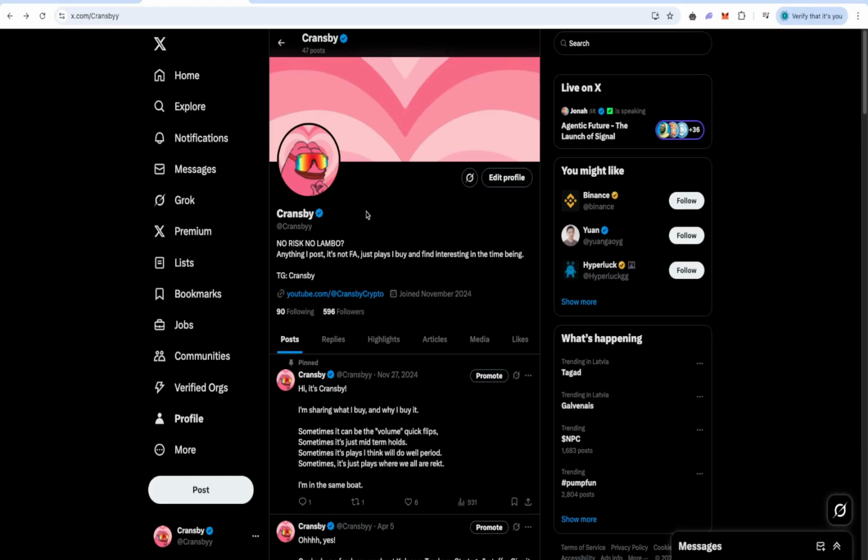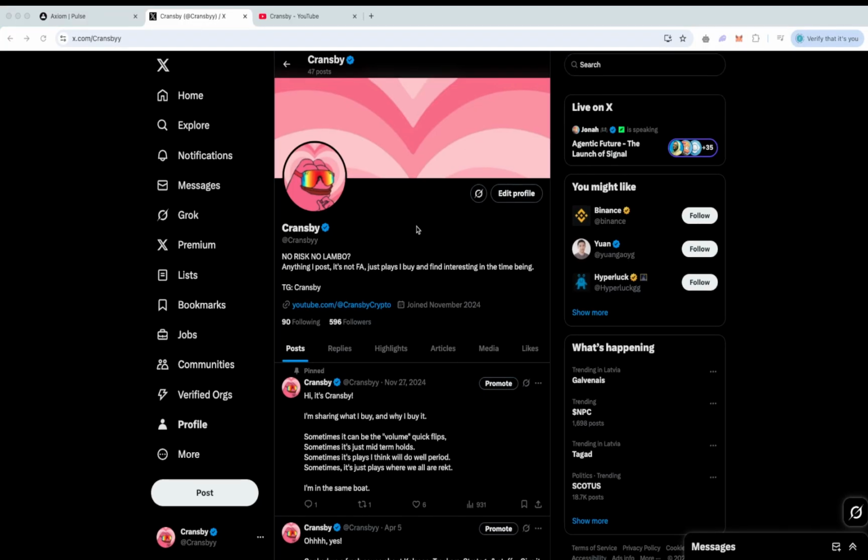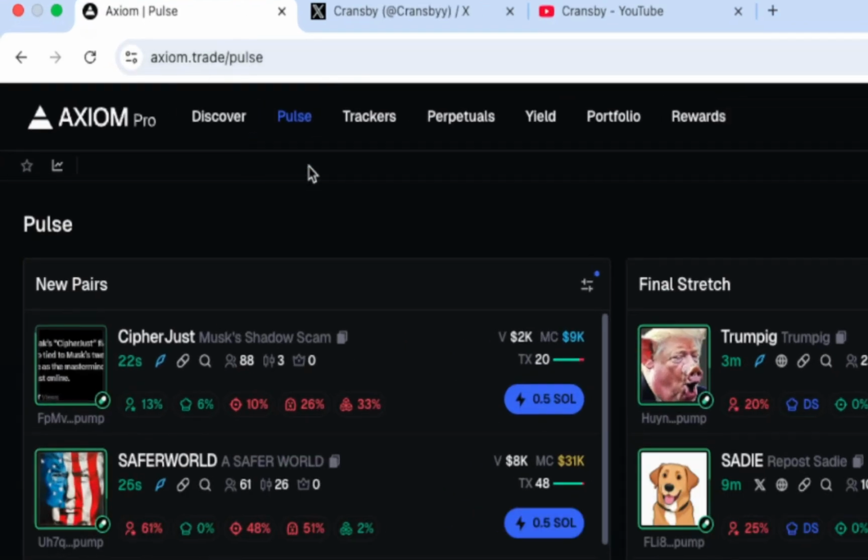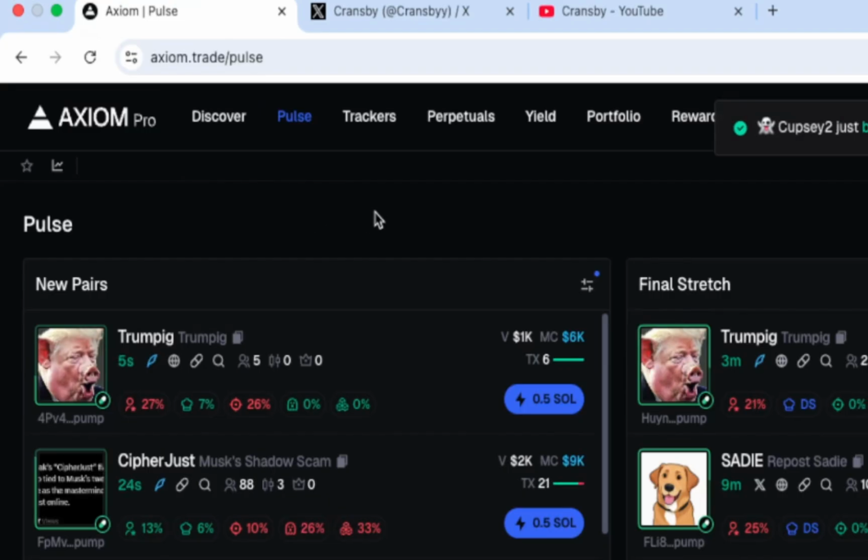Which means it's finally time to show you how to actually build a small crypto portfolio in meme coins. So the first and simplest thing you do is go to the Axiom trading platform. Yes, it is still the best trading platform out there.